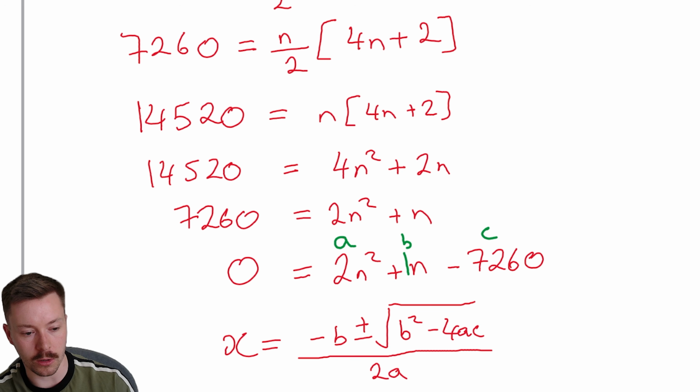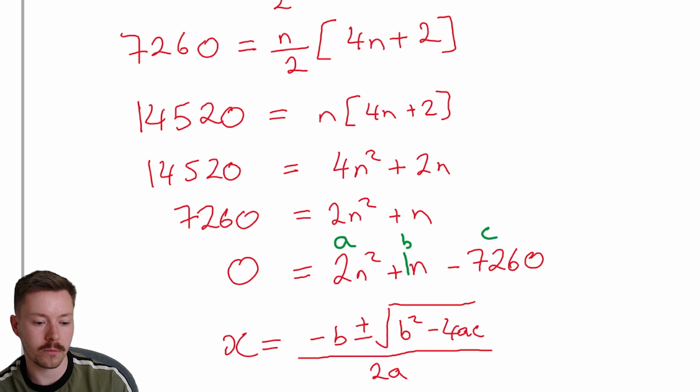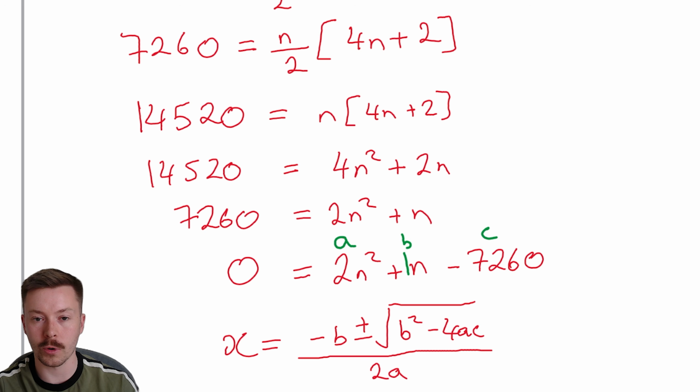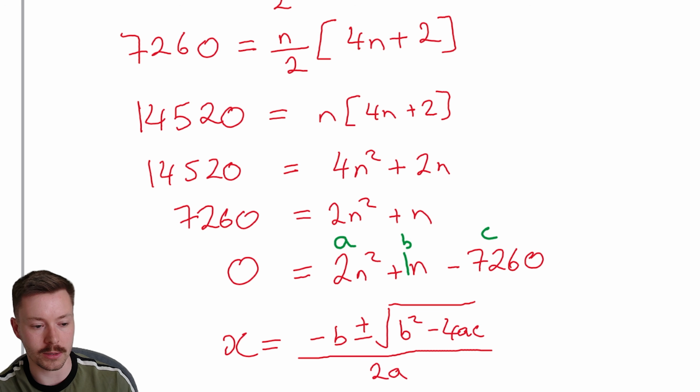So square root of 1 squared minus 4 times 2 times negative 7,260. Now when you put any negatives in, just put them in brackets. That will ensure that you never go wrong with the quadratic formula. Always put any negative numbers in brackets.